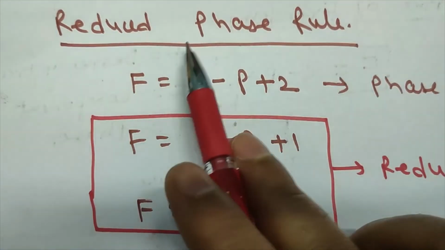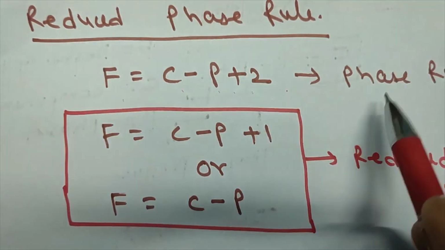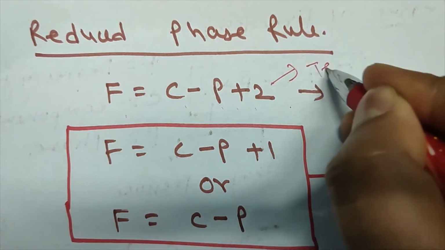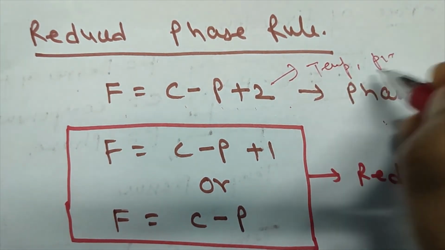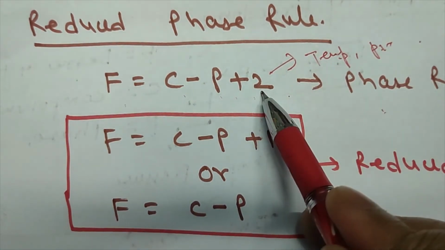Okay, now reduced phase rule. What is this reduced phase rule? F is equal to C minus P plus 2 is the phase rule. What I have told you earlier, this 2 is temperature and pressure, or temperature and concentration. It tells about the 2 variants.